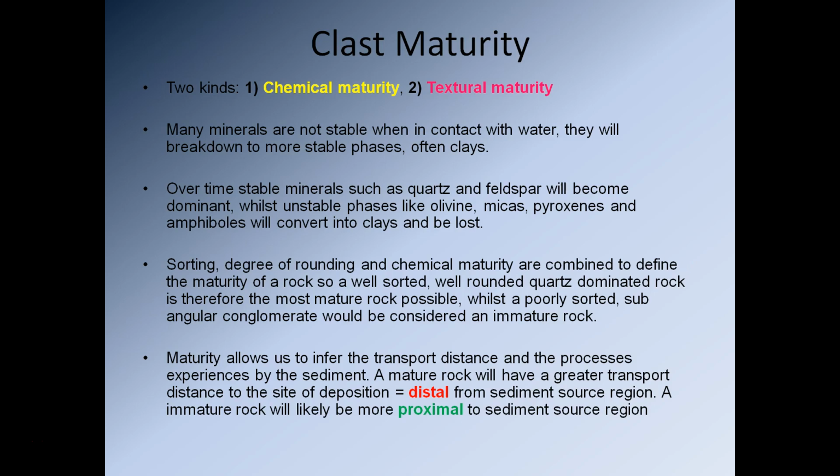So what this means is when you have a sediment consisting of a range of minerals, the chemically unstable minerals will break down relatively quickly, whilst the chemically inert minerals like quartz and feldspar and clay will remain in the sediment. So you'll lose minerals like olivines and micas, pyroxenes and amphiboles. They'll be lost and converted into clay. And you'll retain minerals like quartz, feldspar and clay because they're chemically inert. So this is called chemical maturity. Essentially, the longer a sediment is transported for, the more chemically mature it will become as well.